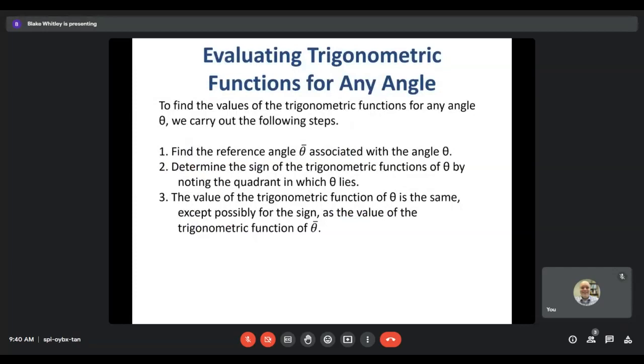So this is basically the steps that we've been going through, just listed out now. The first thing we want to do is find our reference angle, so find theta bar associated with our angle. From there, we're going to determine the sign of the trig functions based off of the quadrant. In quadrant 1, everything's positive. Quadrant 2, sine and cosecant are positive. Quadrant 3, tangent and cotangent are positive. And in quadrant 4, cosine and secant are positive. Once we know that, then we can determine the value of the trig function for theta, based off of whatever theta bar is. Once we know the sign and we know our reference angle, then we can just figure out what the value of the trig function is.